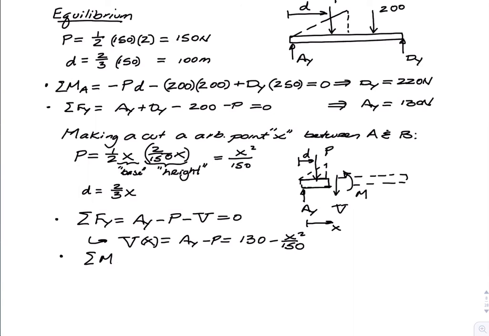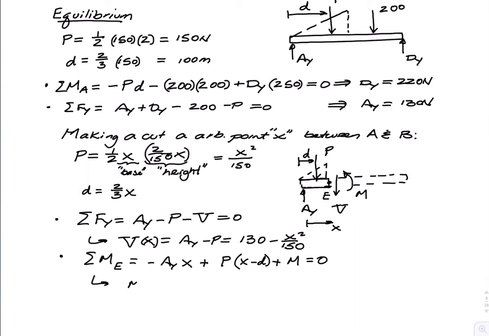I'm going to do a moment about point, looks like I'm calling that point E. E is where I made the cut. And when I sum my moments about E, keeping, of course, the left-hand side, I have minus Ay x. That's the reaction on the left-hand side. It's got a moment arm of x, and it's in the minus k. For P, the moment about E is going to be x minus the distance of d. And then I have the internal bending moment M, which is what I'm trying to find. For equilibrium, that is a 0.